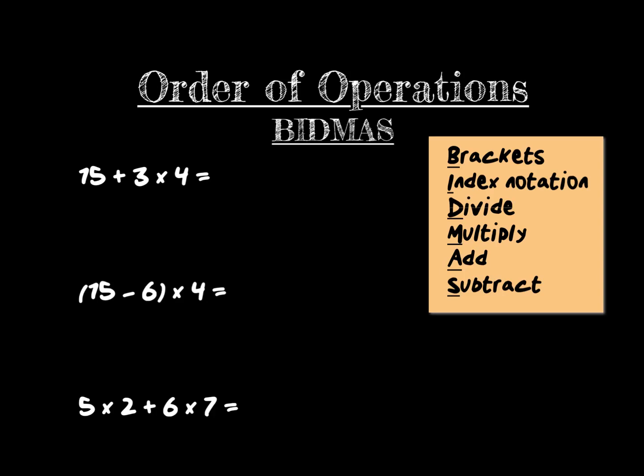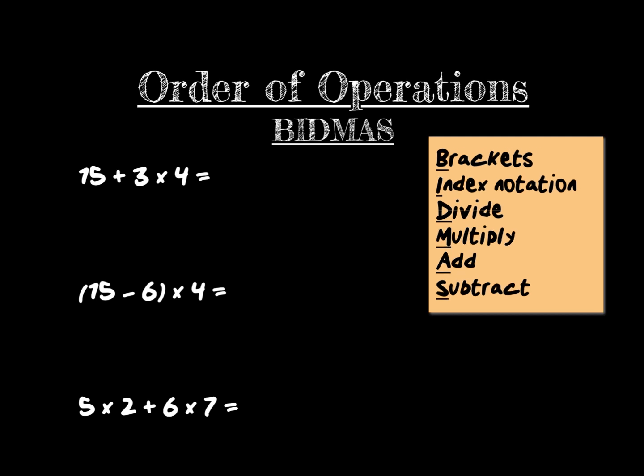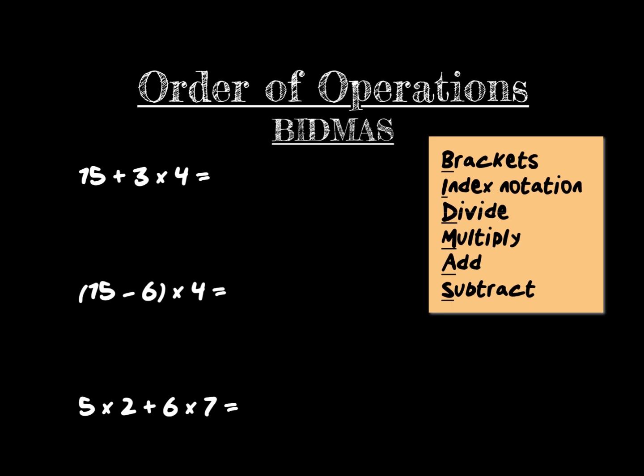When carrying out a calculation that has more than one operation, we need to follow a certain order. And that order is set out by this word BIDMAS. So first of all, in your calculation, if there's any brackets, you must do those first.